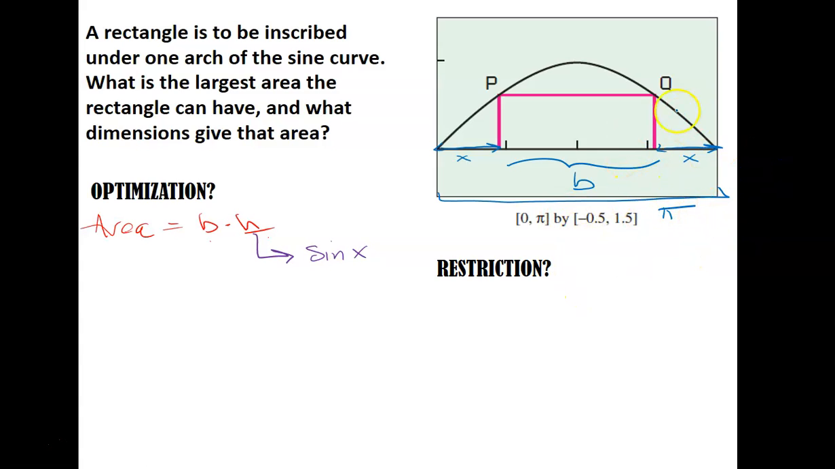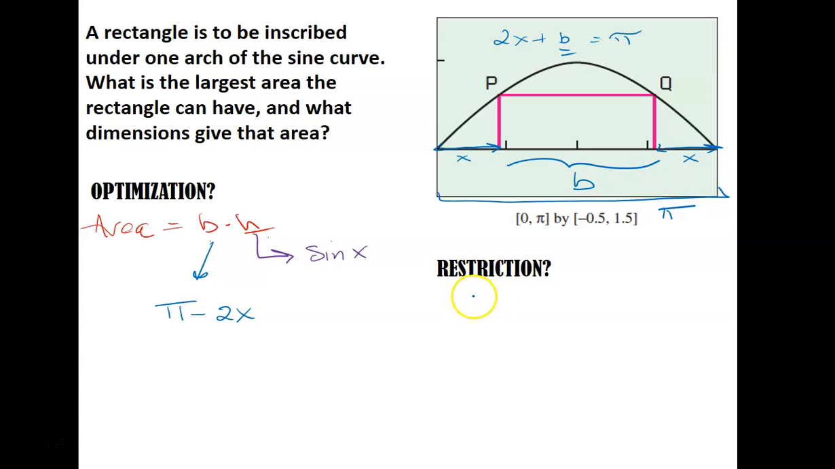So here's what I know. I know that this x and this base and this x must add up to pi, right? So I have two x's and a base that have to add up to pi. Segment addition postulate. So my base must be pi minus 2x. And there we have it.